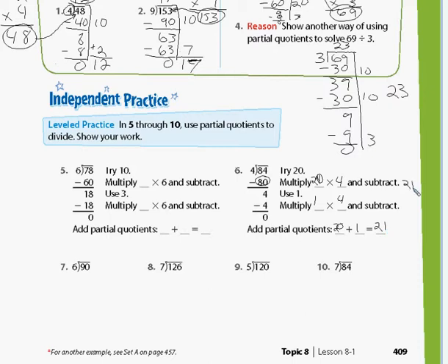So 21 times 4. 4 times 1 is 4. And 4 times 2 is 8. And that matches our dividend right here. So that means we did it correctly. Okay, let's go ahead and do problem number 8. 126 divided by 7. Start off taking 10 7s away, which is 70.